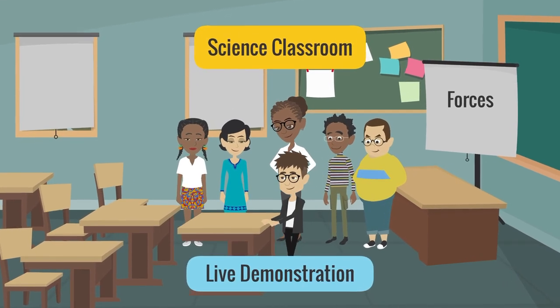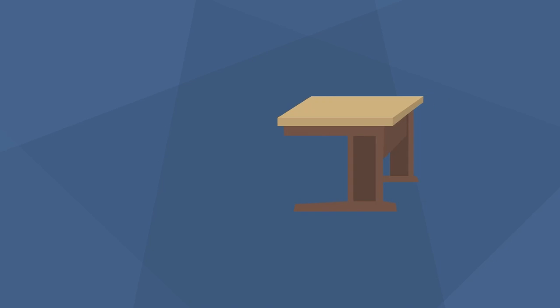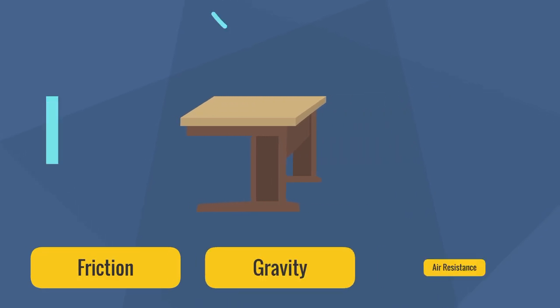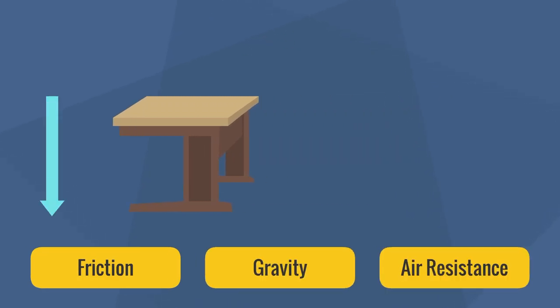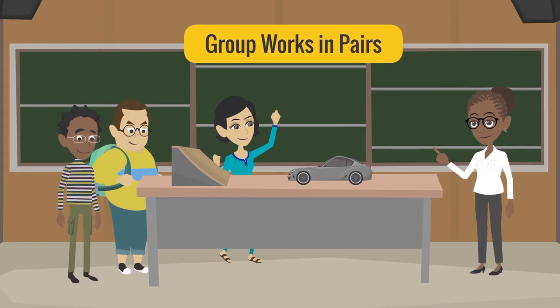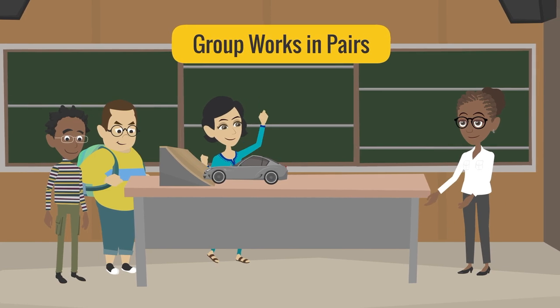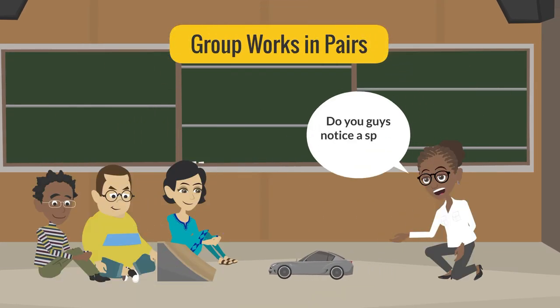Take the topic forces in studies in science. The objective is to describe how friction, gravity, and air resistance affect movement. Here's how it might look in action. One group works in pairs, using toy cars and ramps. They test together how friction changes on carpet, wood, and plastic.